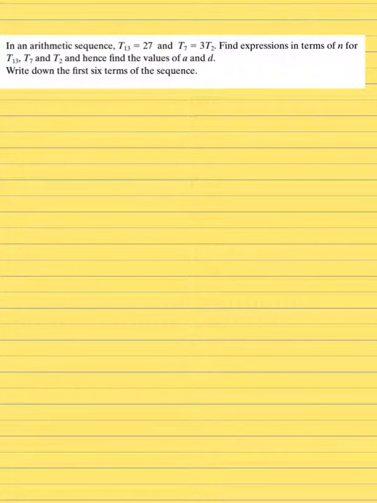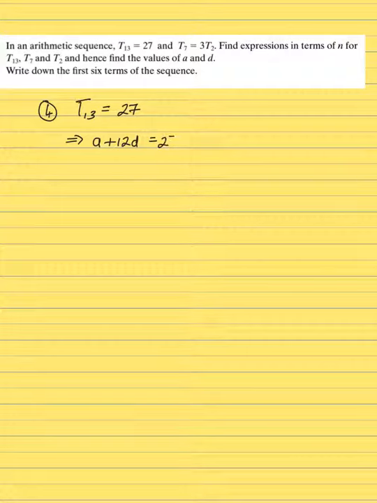Continuing on with this question, we want to find now the values of a and d. We found a moment ago that t13 is a plus 12d, and we also know that t13 is equal to 27. So this means that a plus 12d is equal to 27.